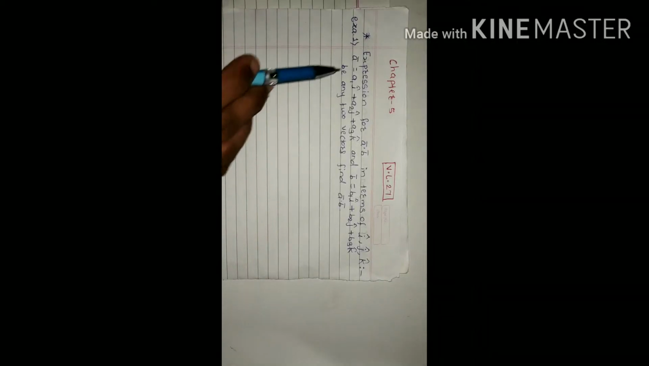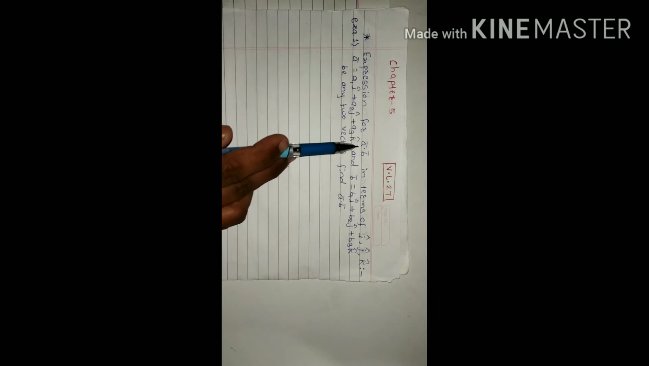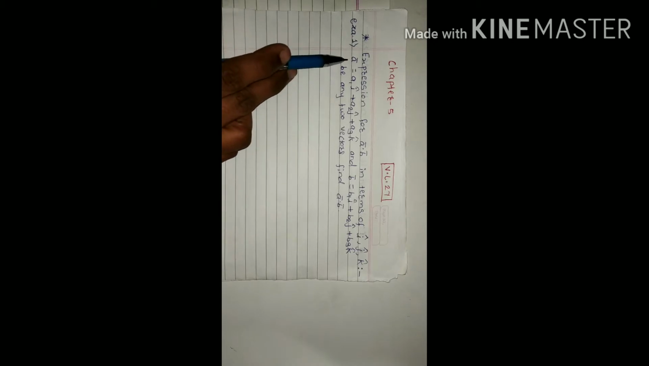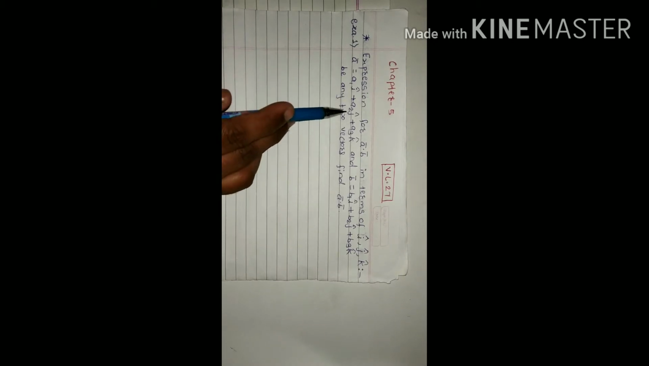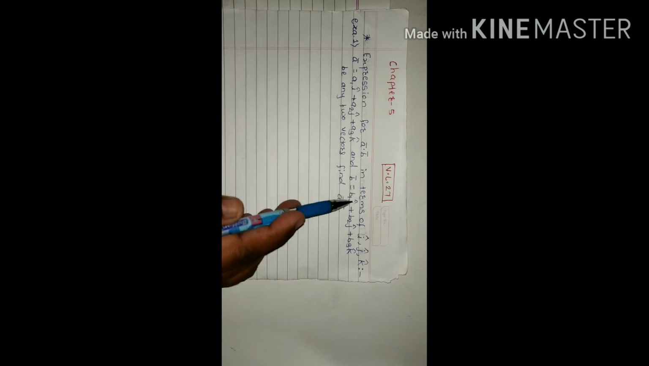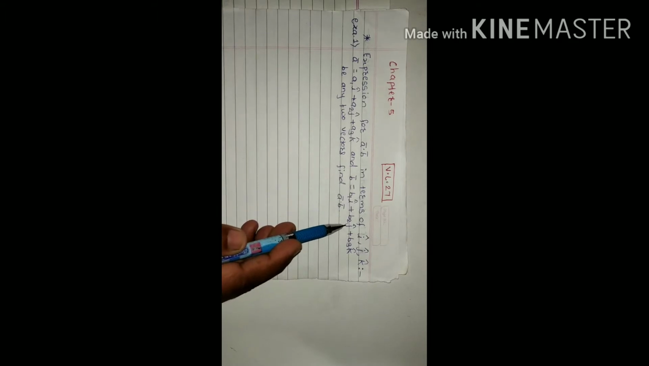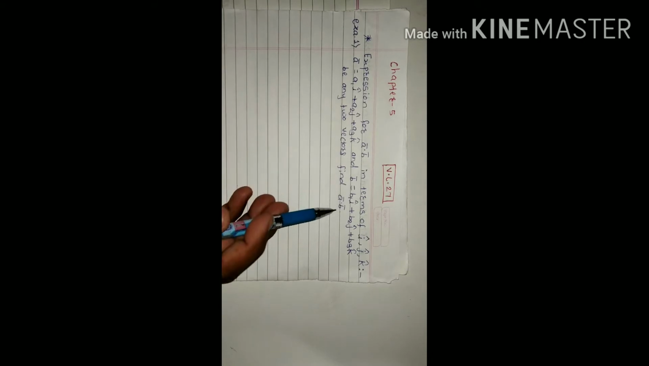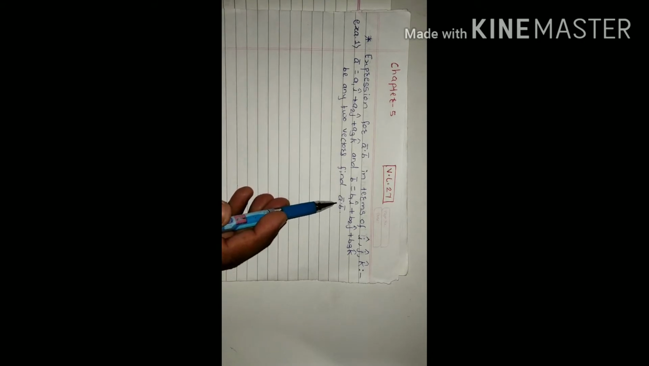Hello students, now we are continuing the next points of vectors, that is the expression for the dot product of two vectors, a bar dot b bar, in terms of i cap, j cap and k cap. Suppose we take an example, that a bar is equal to a1 i cap plus a2 j cap plus a3 k cap and b bar is equal to b1 i cap plus b2 j cap plus b3 k cap, be any two vectors. Find the dot product of the two vectors, that is a bar dot b bar.